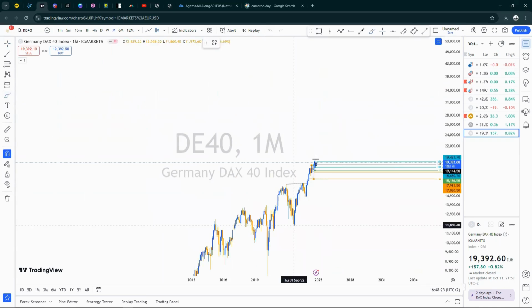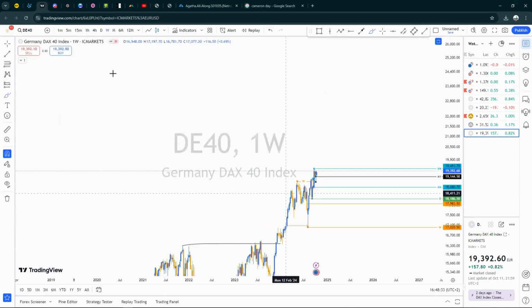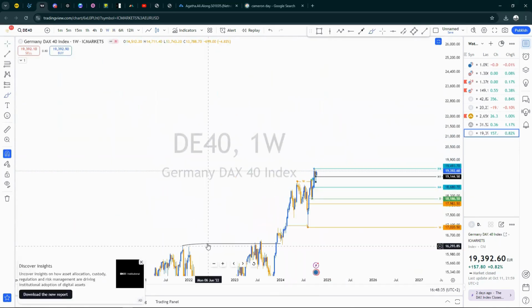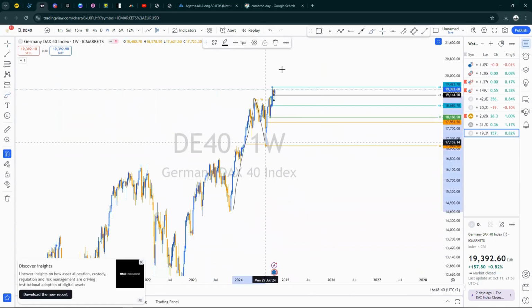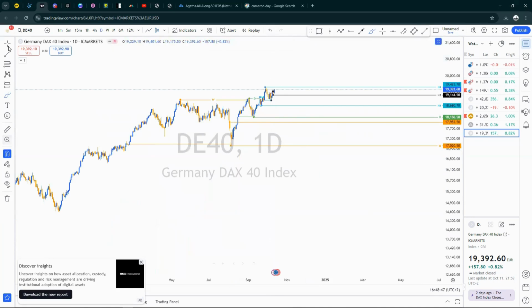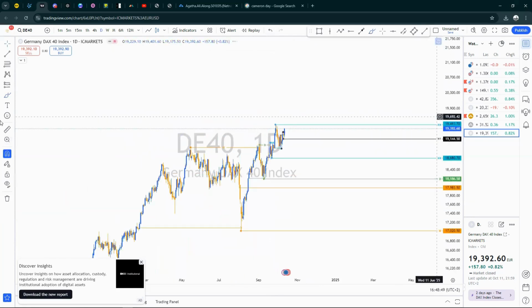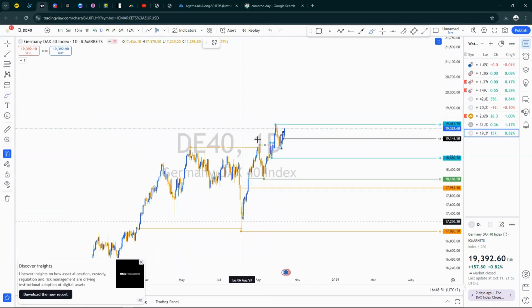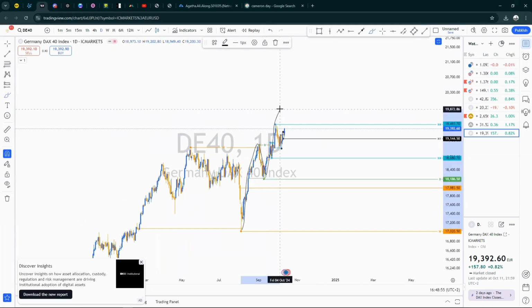Monthly range, we want to see that happen. Weekly range, currently we want to see that happen. Daily range, what do we want to see? Maybe if it takes this high, a retracement and up.